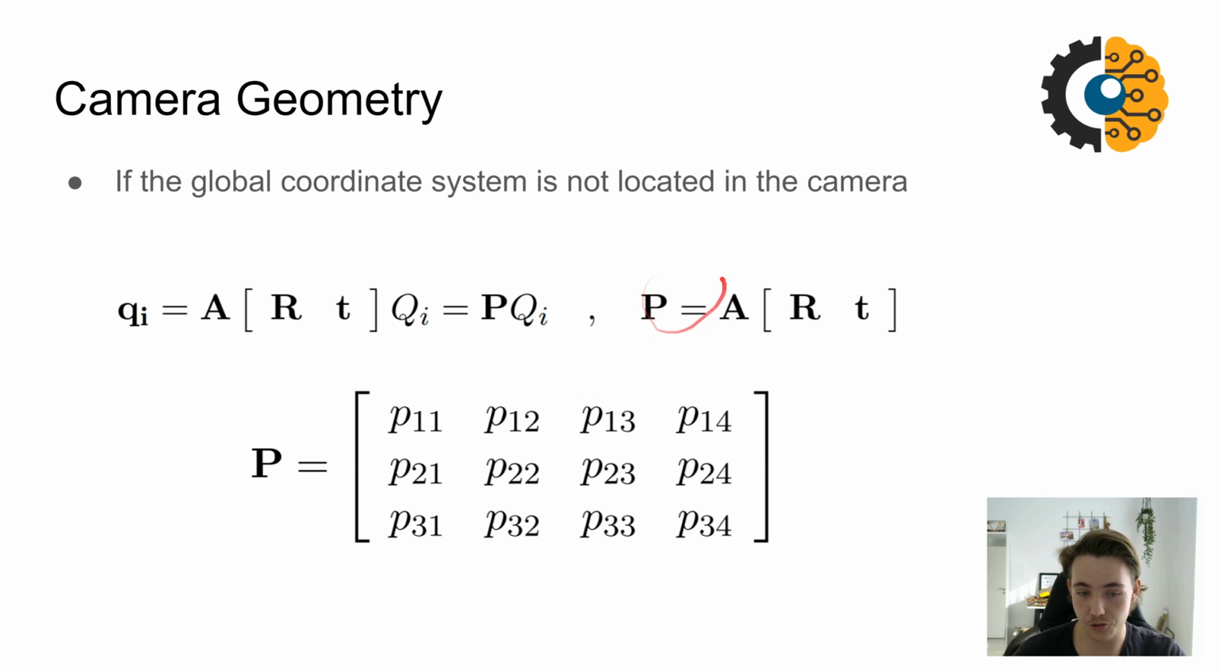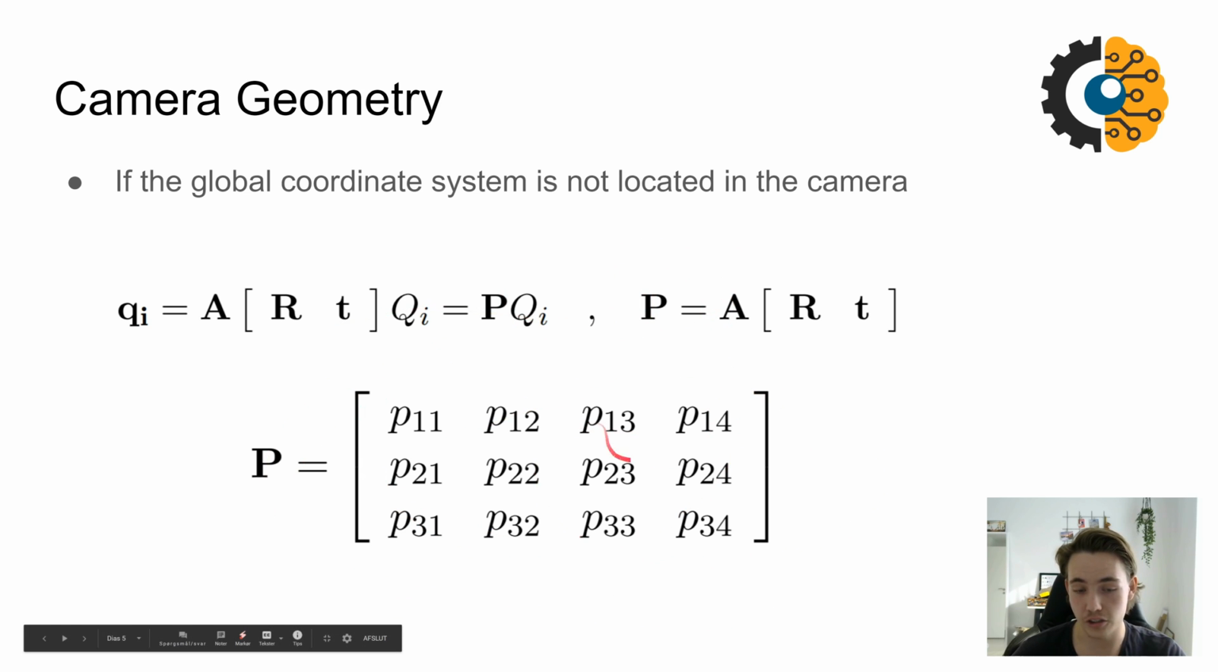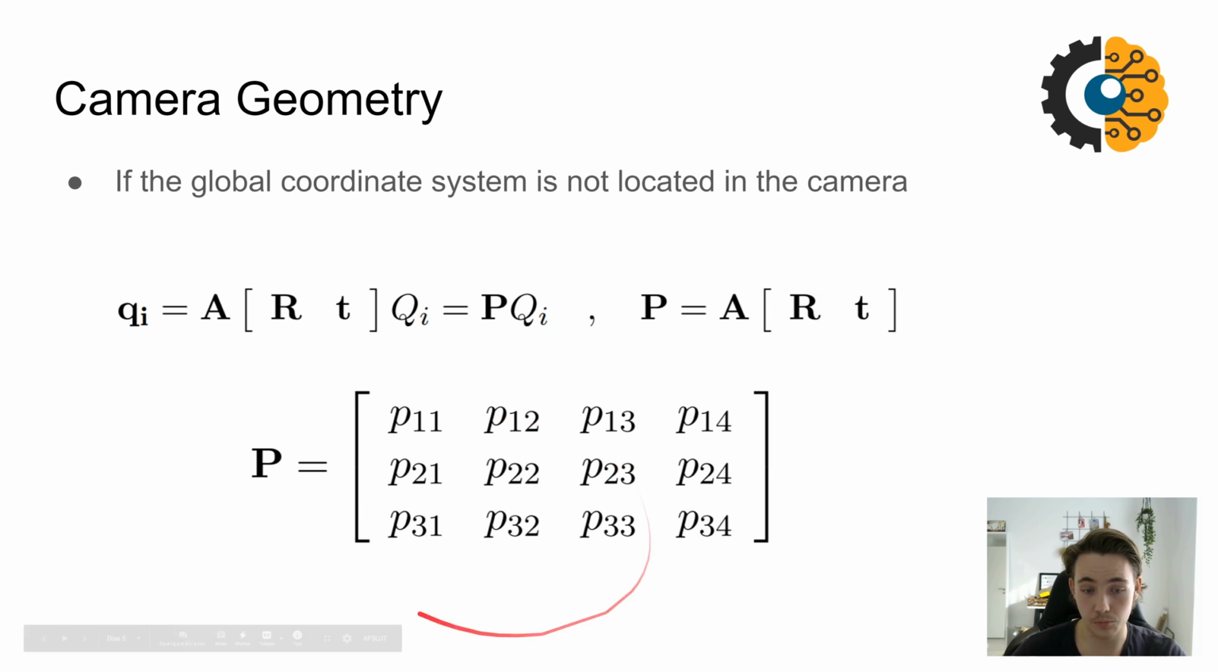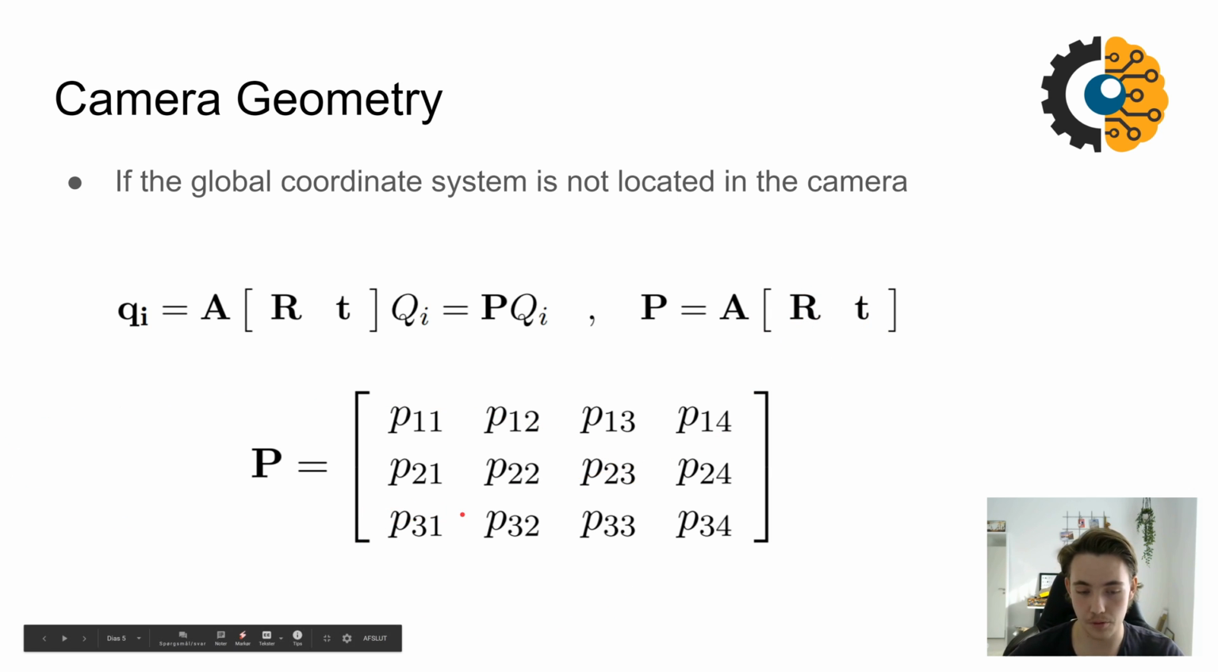So this P matrix with these values is actually the camera matrix that we're going to calculate to calibrate our camera. It contains this A matrix that we're going to talk about in the next slide, and then the rotation and the translation, and then we get the camera matrix.